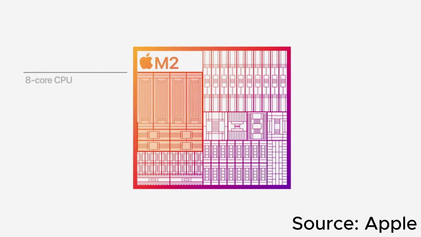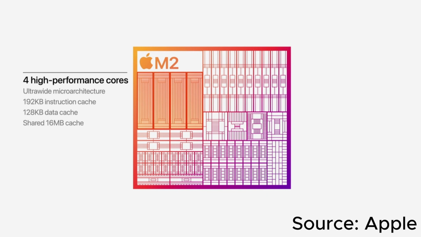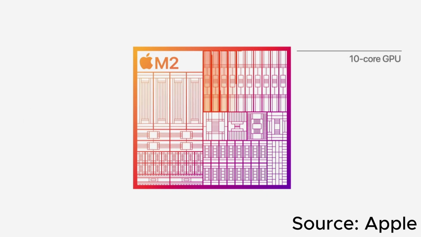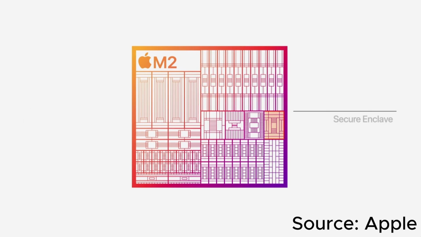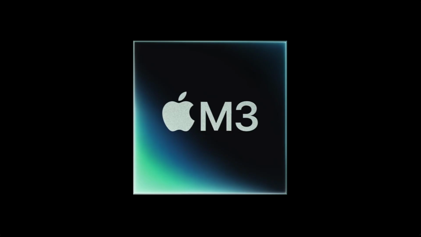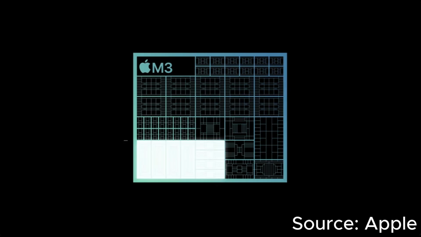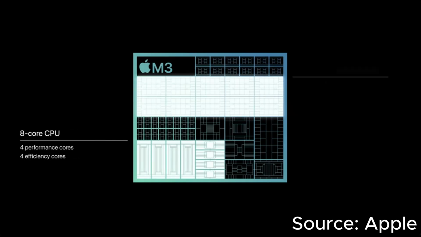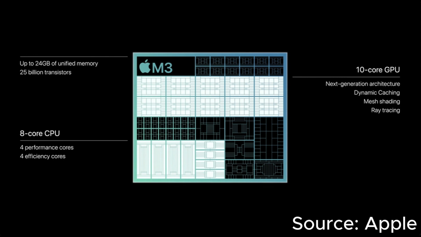The M2 chip in the MacBook Air M2 features an 8-core CPU with 4 high-performance cores and 4 high-efficiency cores, a 10-core GPU, the Secure Enclave, and the Neural Engine, also with the Media Engine. And the M3 chip in the MacBook Air M3 features an 8-core CPU, a 10-core GPU, the Neural Engine, and the Media Engine.